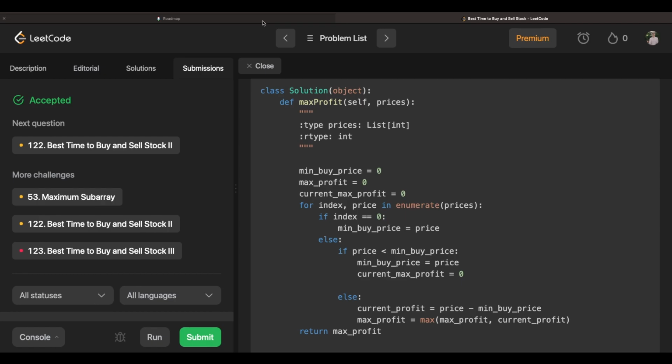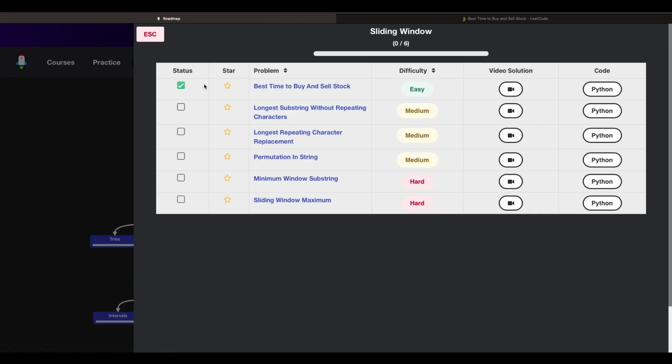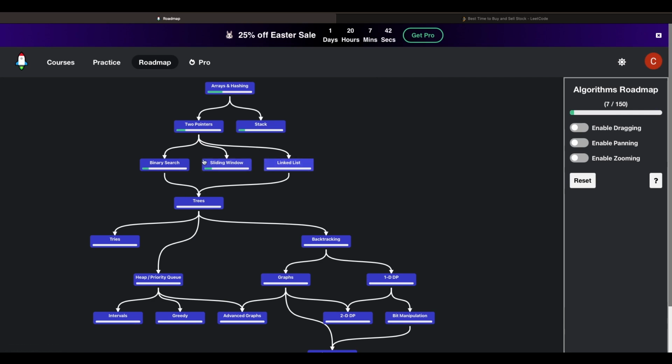So let's go back to here and check that off. And that was the last easy problem. So I've completed 7 total problems now, and looks like I'll be heading into the linked list category next.